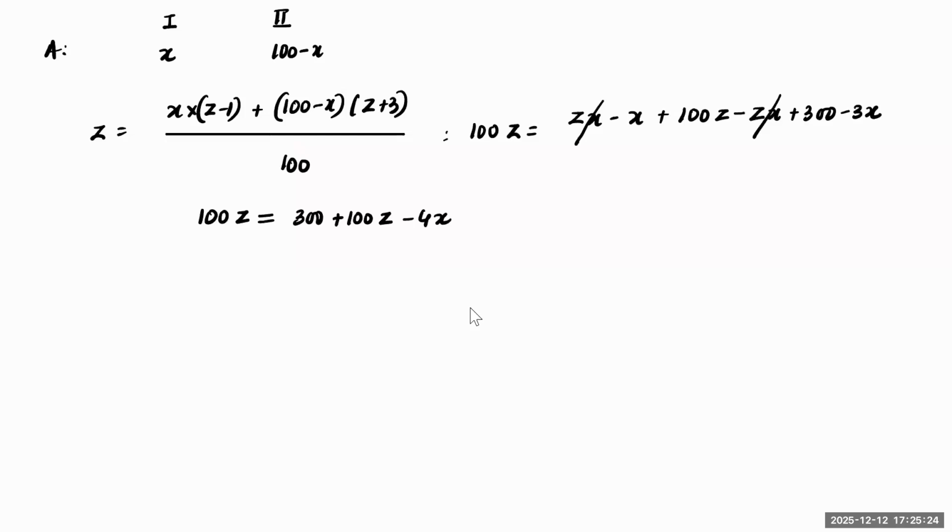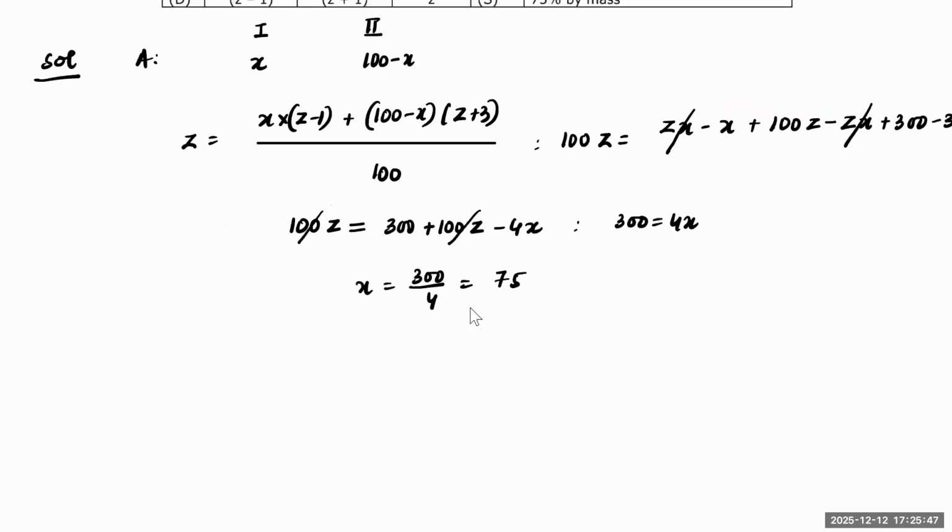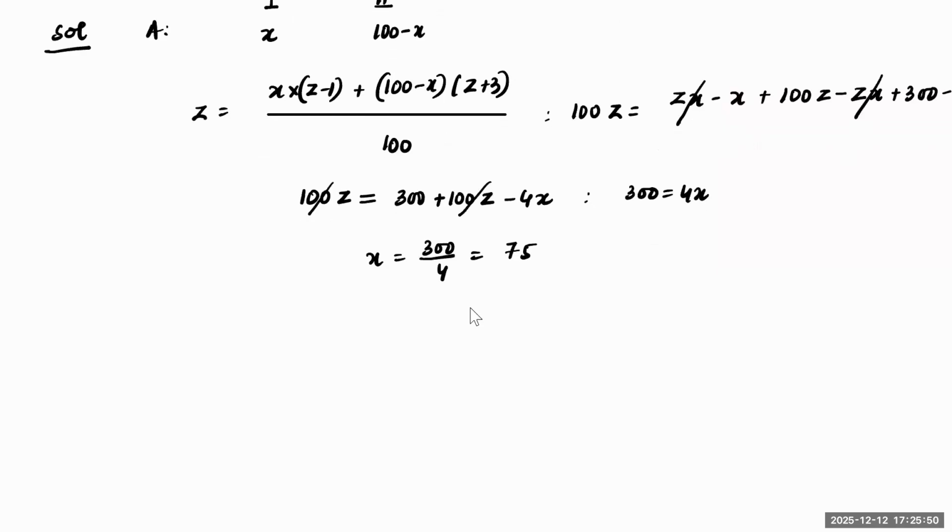So how much value are we getting across? This 100Z will get cancelled, beta. So we are getting 300 is equal to 4x. So x is equal to how much? 75. So that means x is 75 percentage by mole, right? Because this percentage is by mole. So the mole percentage here, what we got is 75 percentage of isotope 1 and 25 percentage of isotope 2, right?